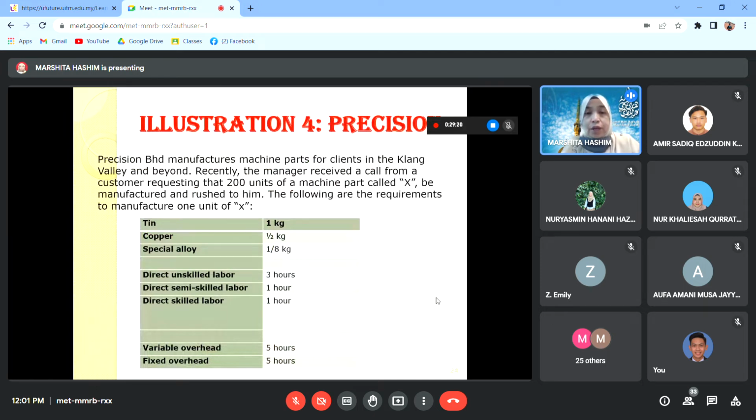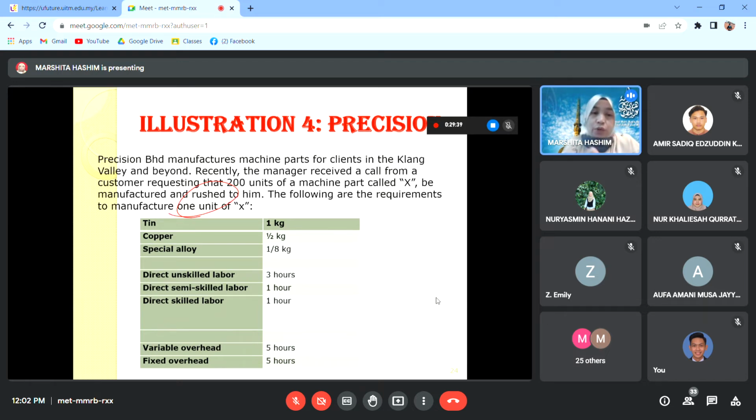Precision Berhad manufactures machine parts for clients in Klang Valley and beyond. Recently, the manager received a call from a customer requesting 200 units of a machine part called X, to be manufactured and rushed to him. The following are the requirements to manufacture 1 unit of X.